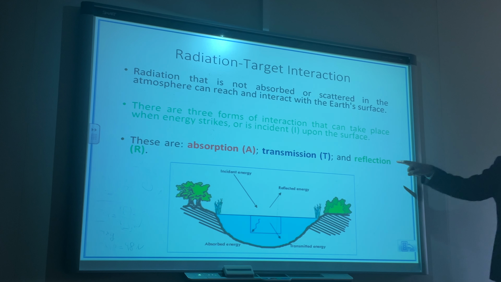So which part will be helpful? From the atmosphere, it is the transmission, and from the surface of the Earth, it is the reflection which will be useful.